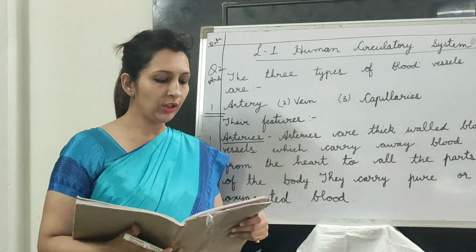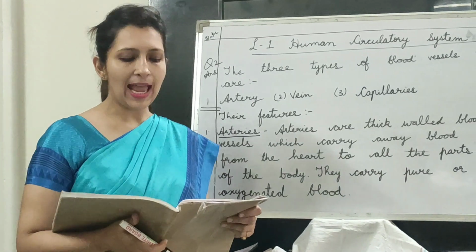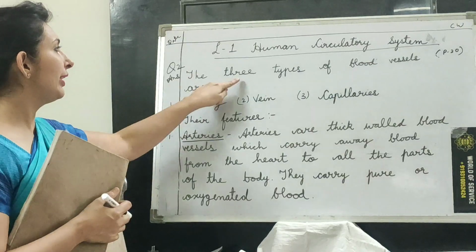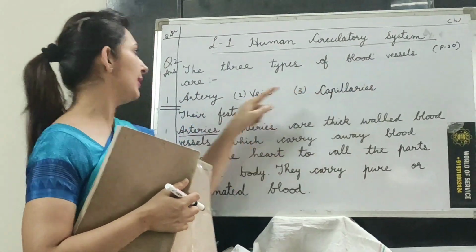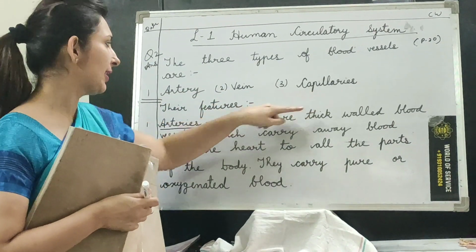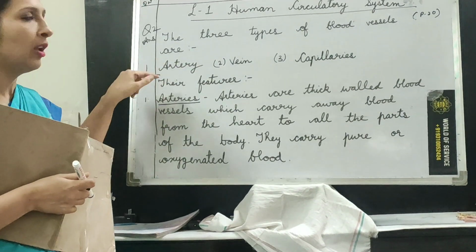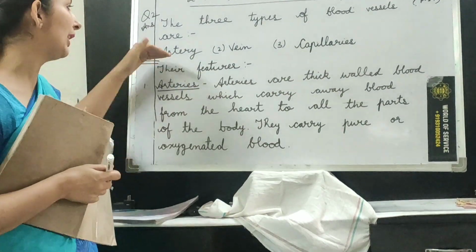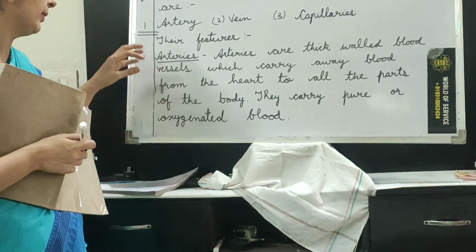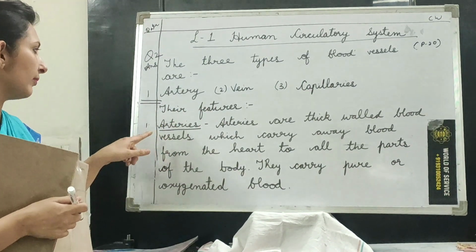Children, let's come to the second question. Name 3 types of blood vessels and describe their features. Okay, so the 3 types of blood vessels are artery, vein, capillaries. Their feature, now children, once you write them, here I have written horizontally, you can also write vertically like artery, vein, capillary. According to you, you can do that. But then leave a line here and then their features.